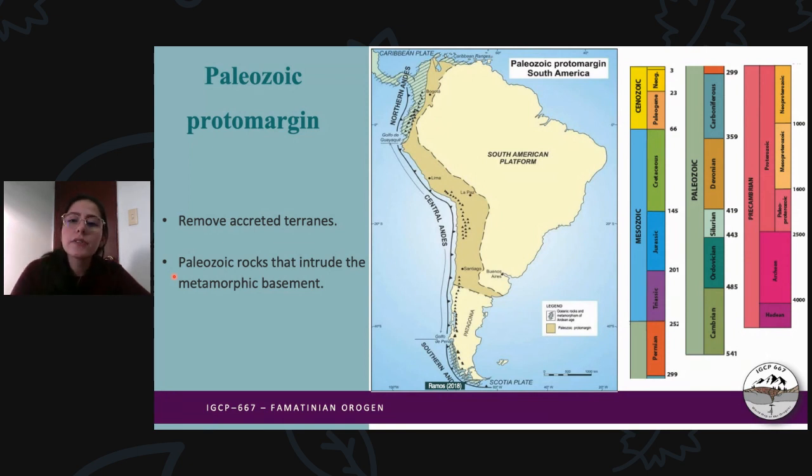The first terranes that we have to remove are those that were accreted in the northwestern part, these ones right here. These ones are oceanic in origin and collided during Mesozoic and Cenozoic times. Then we have to remove Patagonia, which is considered an allochthonous terrane, a fragment of crust that was formed away from the continent and that collided during the late Paleozoic. Finally, the proto-margin of Gondwana will be made up of Paleozoic rocks that intrude the metamorphic basement formed during Proterozoic times.